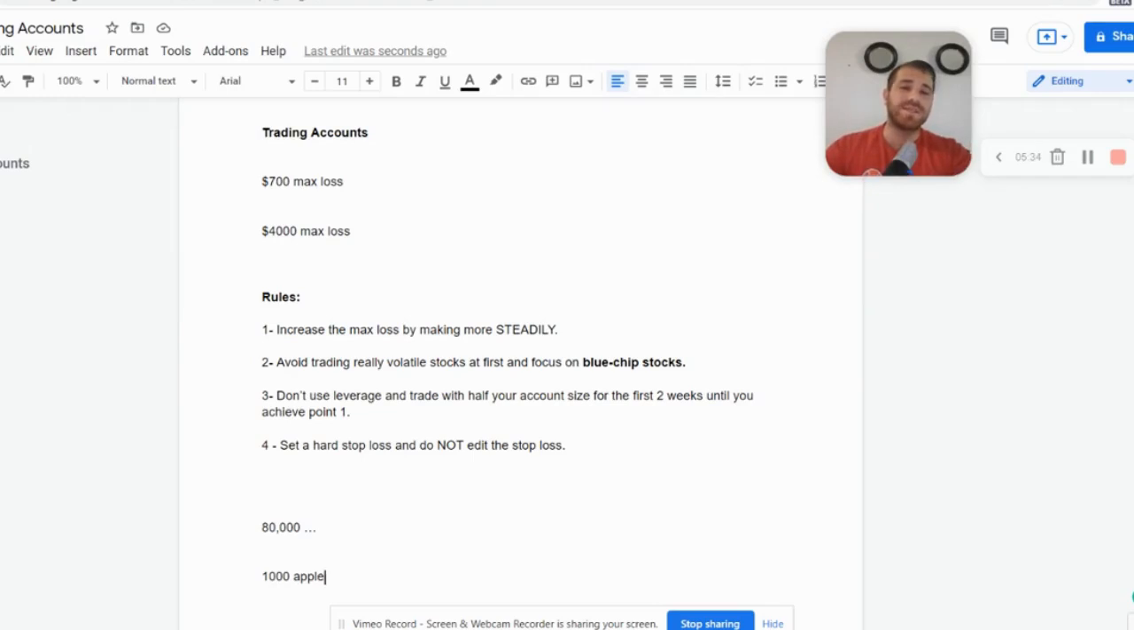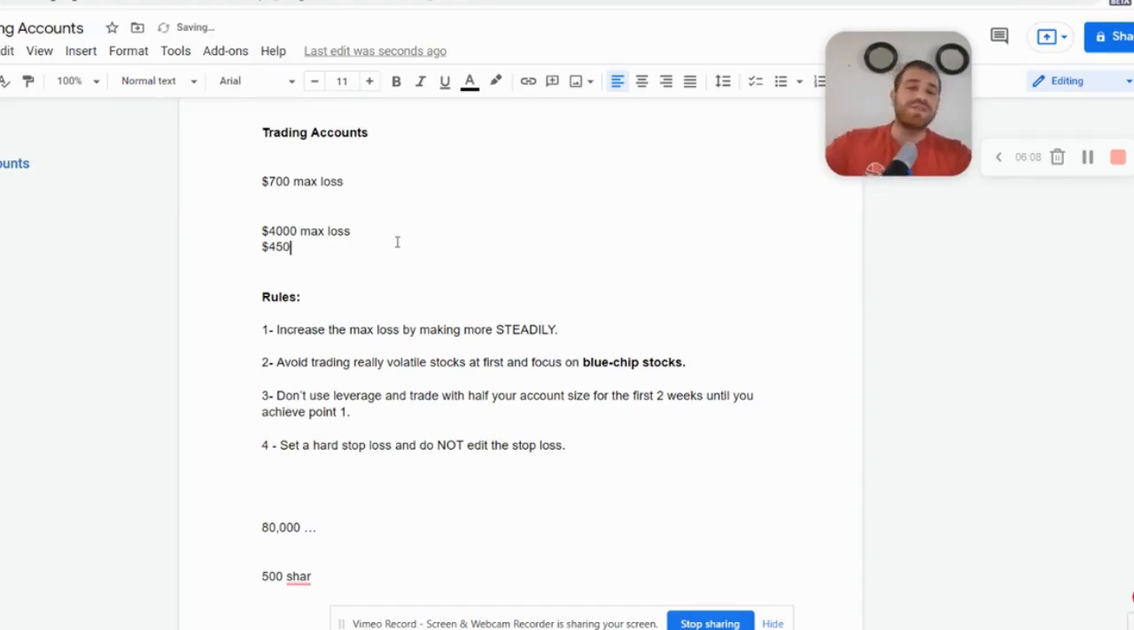That's the average volatility. What we want to trade is 500 shares of Apple, and that will be about 40,000, let's assume. So if and when Apple goes against us by $1, we only lose $500. But if it goes in our favor by $1, we make $500. Now our max loss over here has increased by 4,500. Now that's how much we can afford to lose.